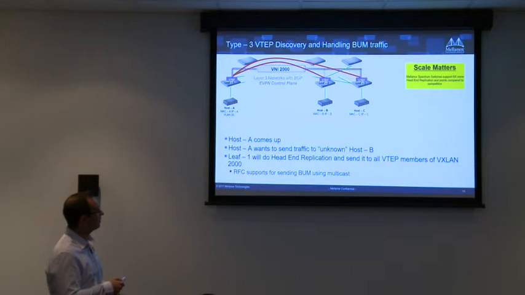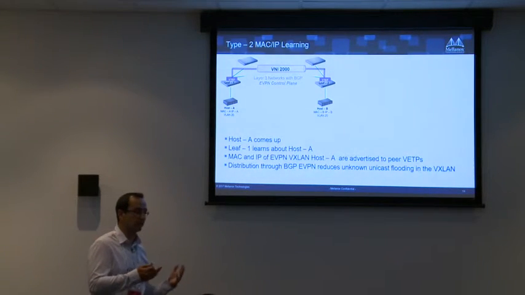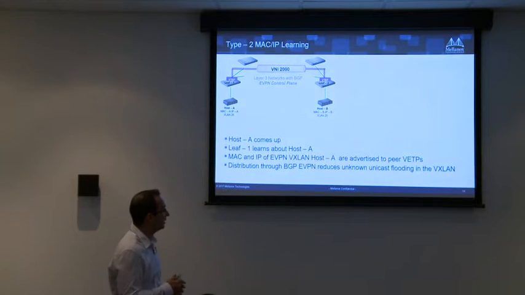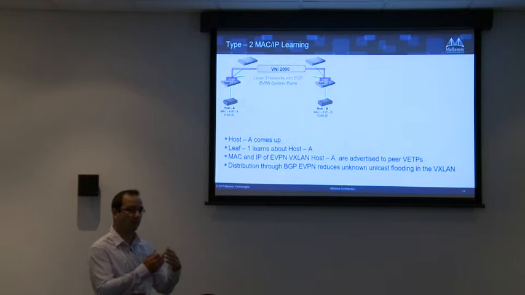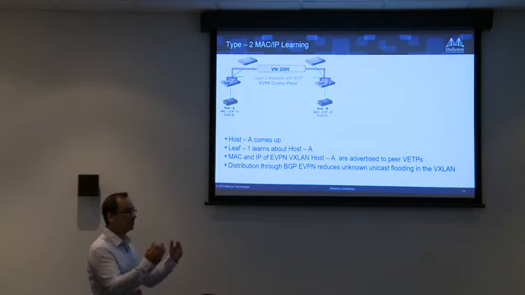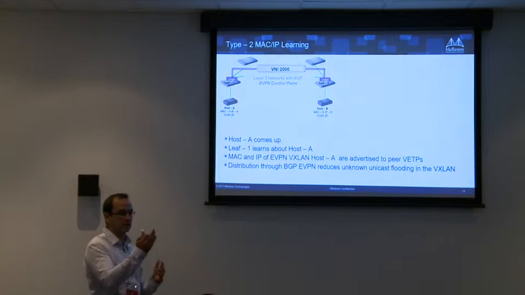And this operation is reducing a lot of the BUM traffic, the unknown unicast and broadcast traffic. The reason is that all the VTEPs that are part of this tunnel, this VNI, just know each other, right? So if one wants to send traffic to another, it knows exactly what the path is.